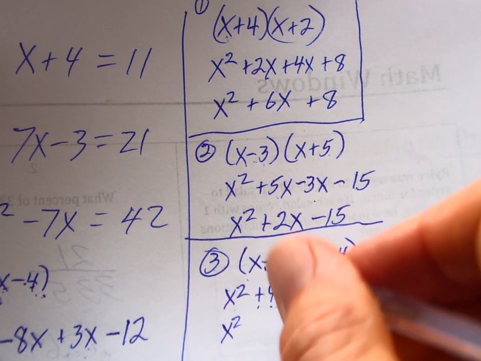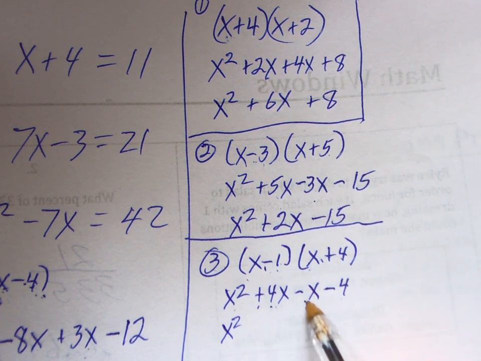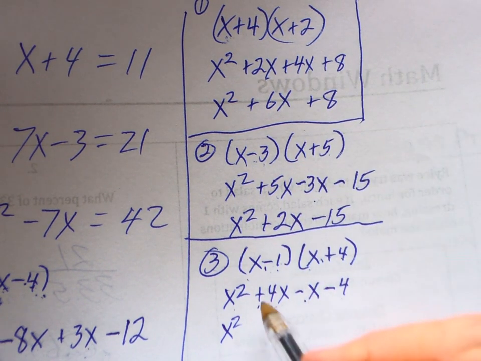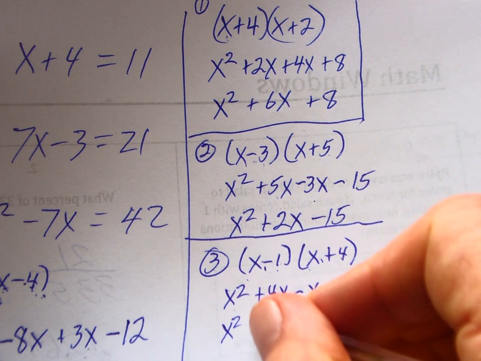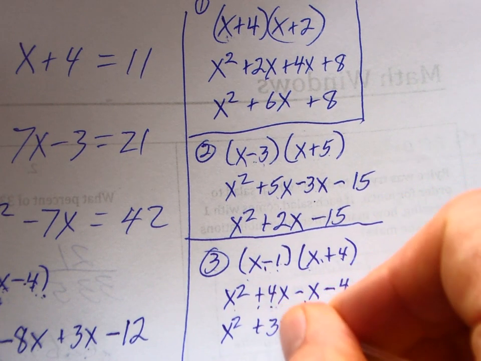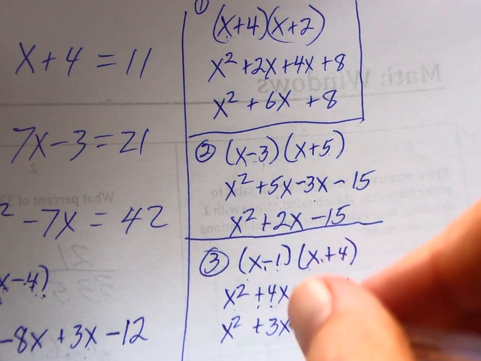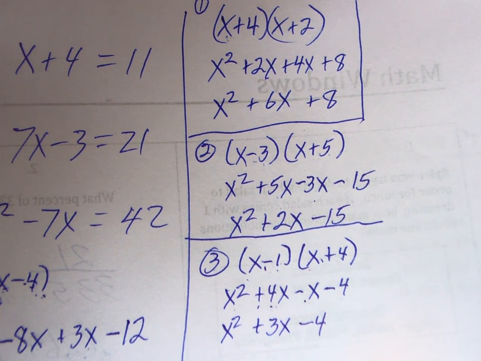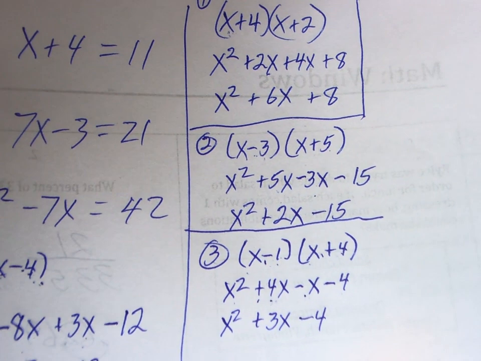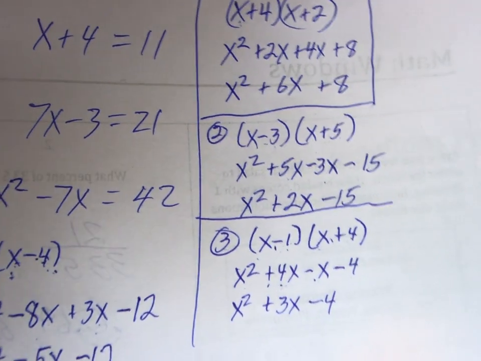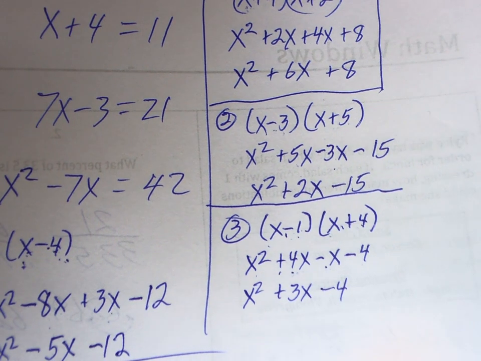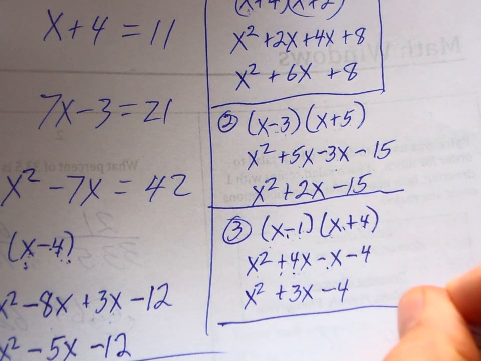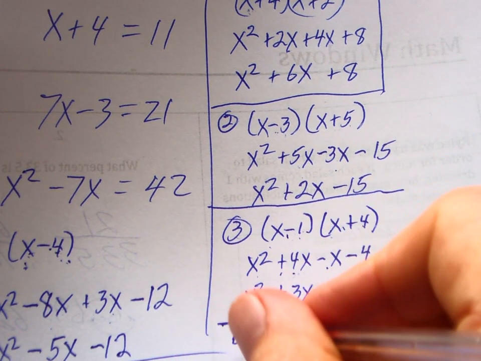So now I'm going to combine them. X squared. Now this is plus 4x, but minus 1x. So it's like 4x is minus one of them, so we get 3x. And it's positive because the 4 is bigger. And then we have minus 4. That's it. Okay? We're going to go up to number 5, and then we're going to take a break, and I'll do the rest on the second video.